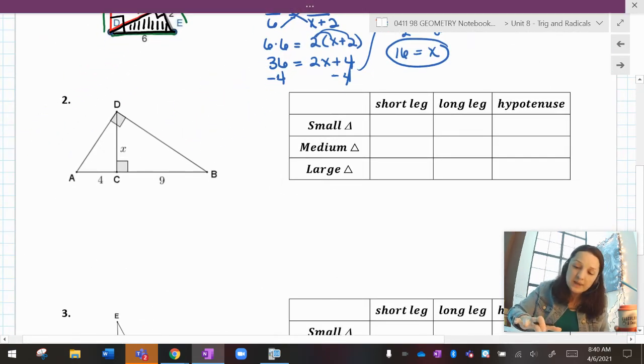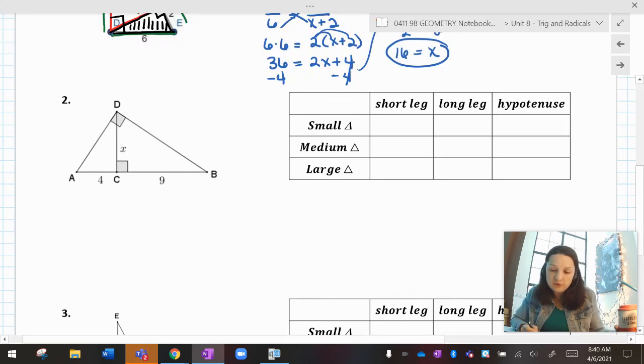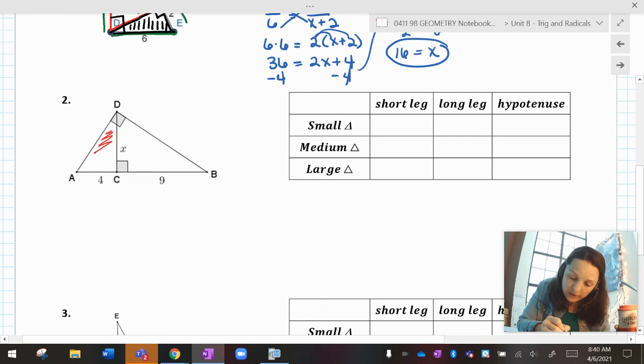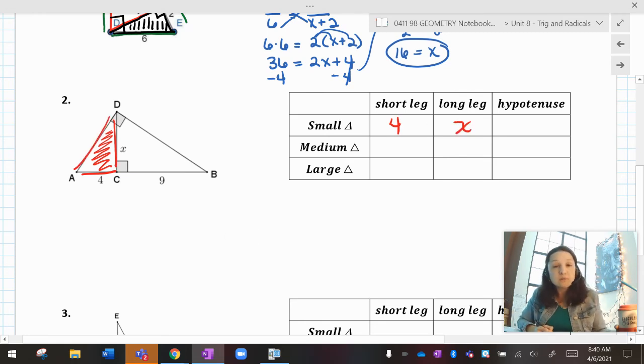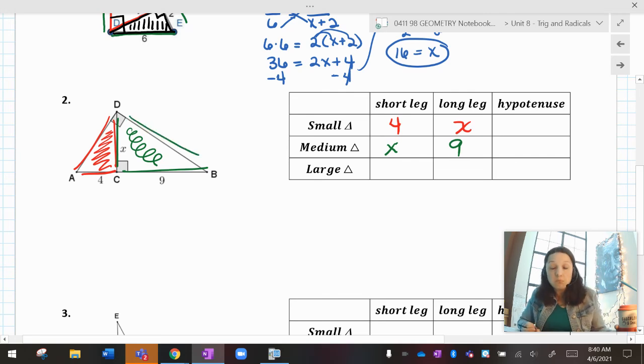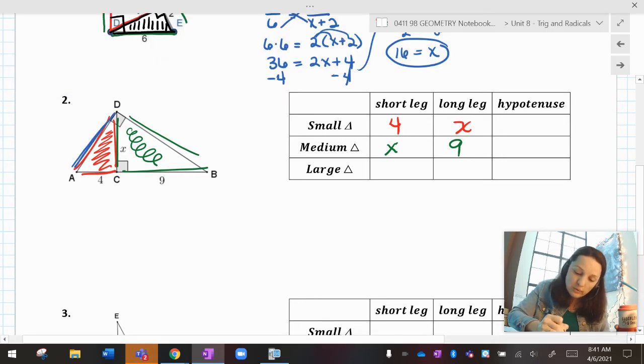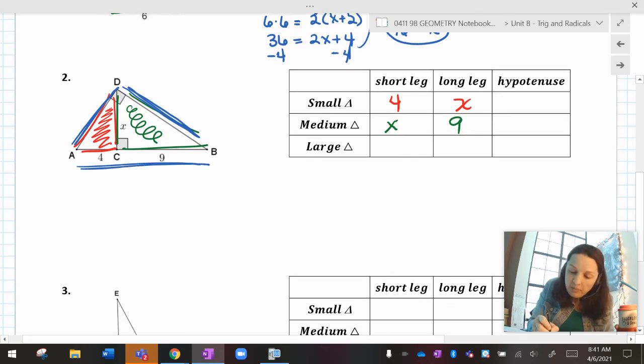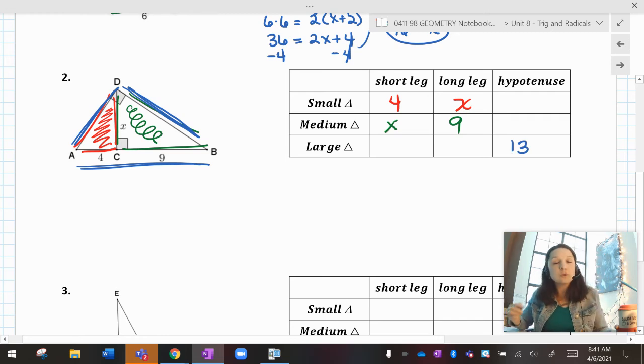All right, let's try another one. There's even less given here, so my table's going to be a little bit smaller. In my small triangle, the short leg is 4, the long leg is x, and the hypotenuse isn't marked. In the medium triangle, the short leg is x, the long leg is 9, and the hypotenuse isn't marked. In the large overall triangle, the short leg, which is AD, isn't marked. The long leg, which is DB, isn't marked. And the hypotenuse is 9 plus 4, which is 13.